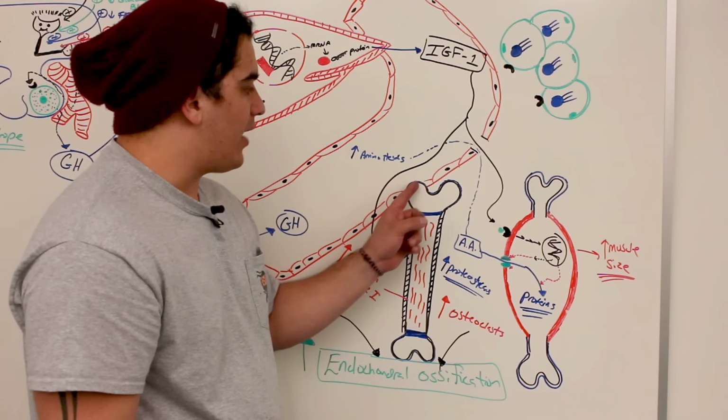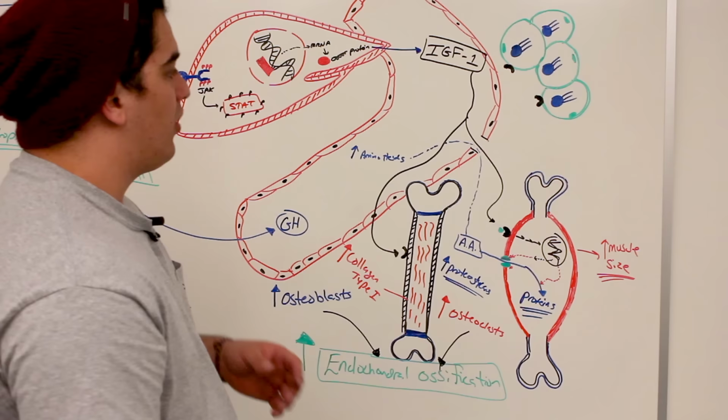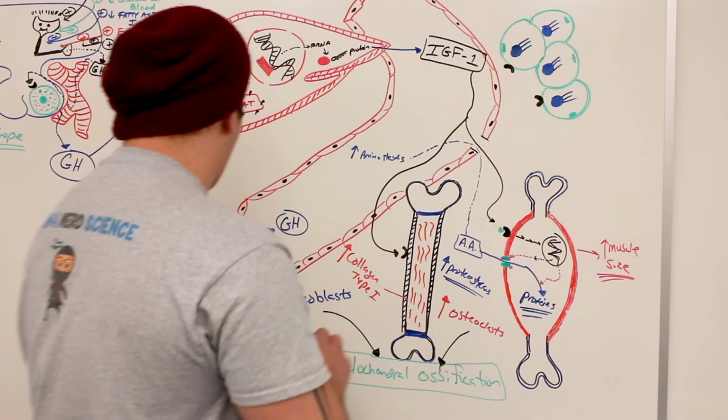So if we were to look at the effects on cartilage, let's look at it right here. So this is a piece of cartilage here. But what we're looking at, let me draw another piece of bone here. Okay, let's say here, again, we have the bone.